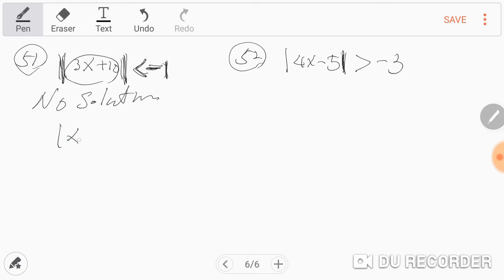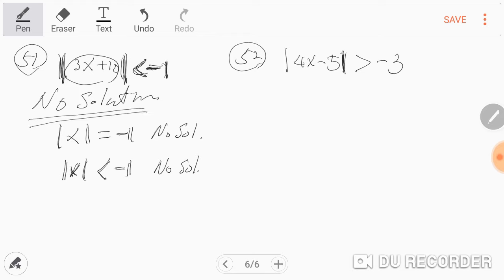Just like this: let's say absolute value of x equals negative 1. This one has no solution, right? No solution, because absolute value cannot be a negative number. Even if the absolute value is less than negative 1, of course, this has no solution. Absolute value cannot be a negative number, so it cannot be less than a negative number either. Okay, so this is kind of tricky. If you understand the definition of the absolute value, then you will see why there is no solution.